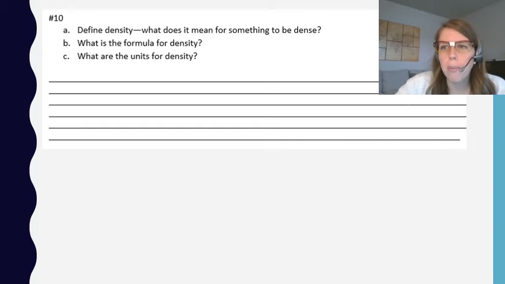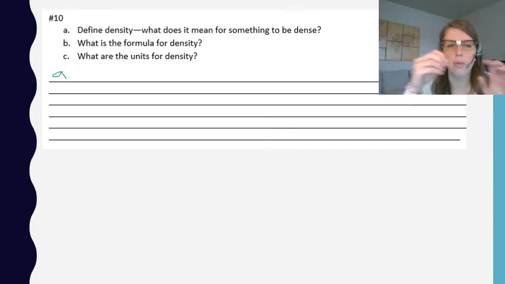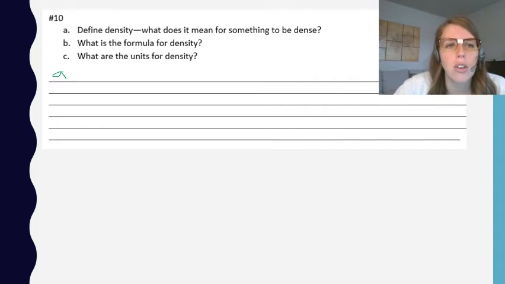So there's a few different parts to this question. So yes, you'll want to write them out. And yes, I want you to actually write them out better. It's really awkward for me to use my pen, so you will need to write them out better than I do. What does it mean for something to be dense? Okay, and letter B, what is the formula for density? And letter C, what are the units for density?